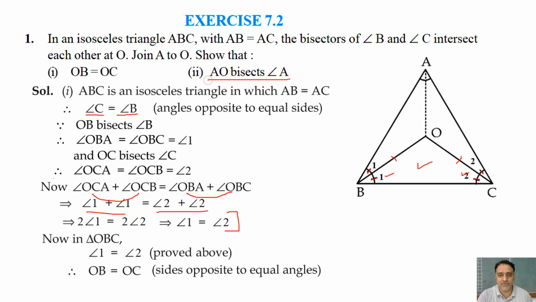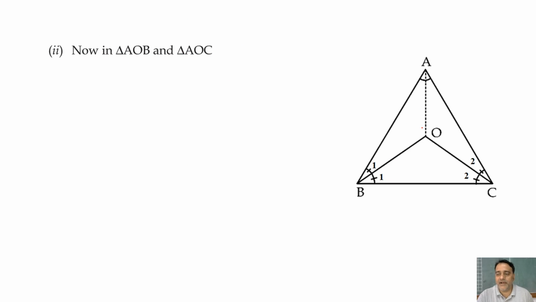Okay, now we have to show the second step, that AO bisects angle A. For that we have to prove these two angles equal. So what do we have to do? We have to prove these two triangles congruent. So we have two methods. See, AB is equal to AC. Why? Given. And OB is equal to OC, proved above. And OA is common, so these two triangles are congruent by SSS congruence rule. So these two angles are equal by CPCT.